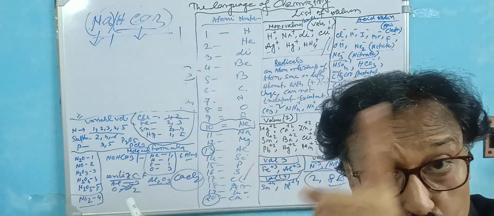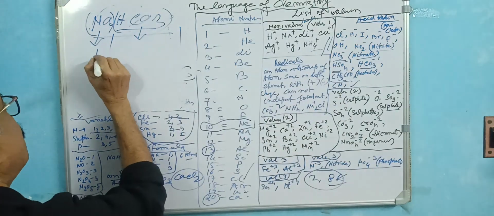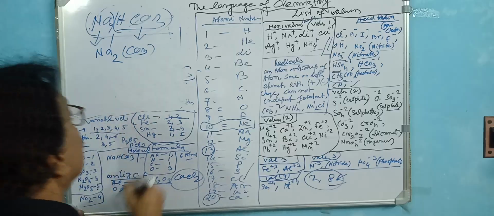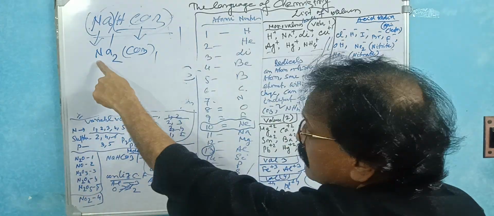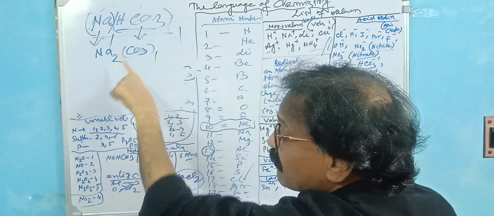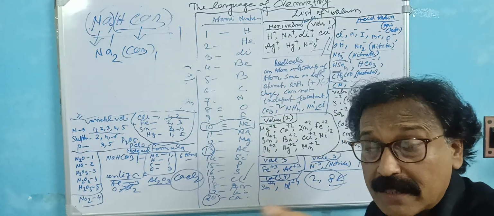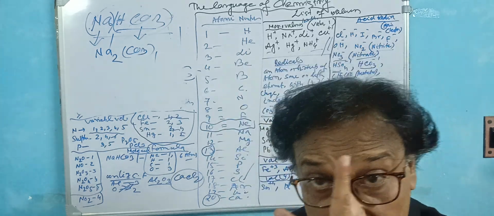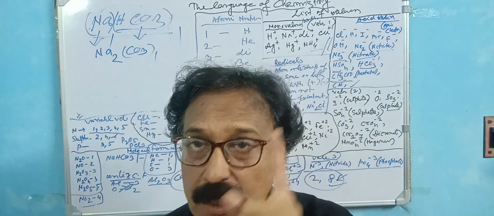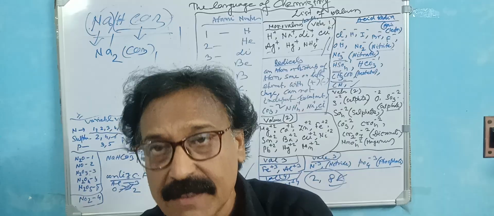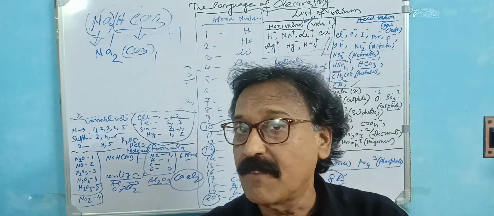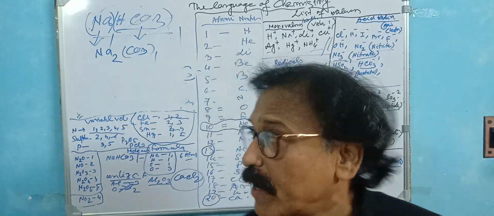But when you write sodium carbonate, you write Na2CO3, because the valency of sodium is 1, but the carbonate valency is 2. So you write the proper formula of sodium carbonate, Na2CO3. For that reason, valency is very important to remember. If you don't know the proper valency, the chemical formula will be wrong.